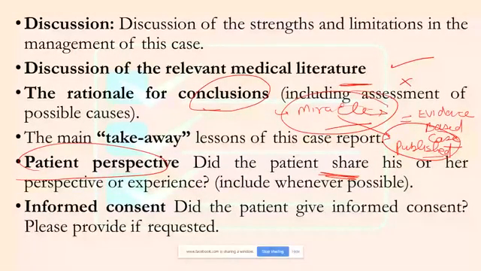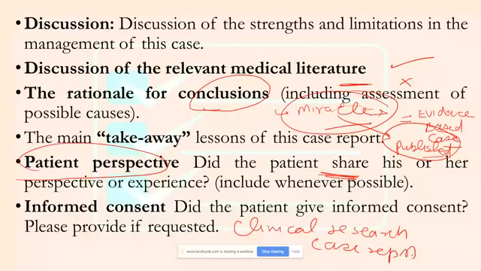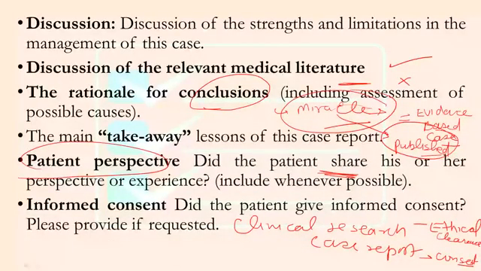Please provide if requested. So there's a difference between clinical research, as we discussed earlier, and case reports. In clinical research, you need ethical clearance. But in a case report, you need consent. So if you have that consent, and a well-written case record, it should be published.